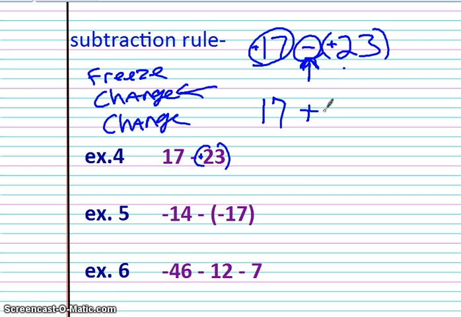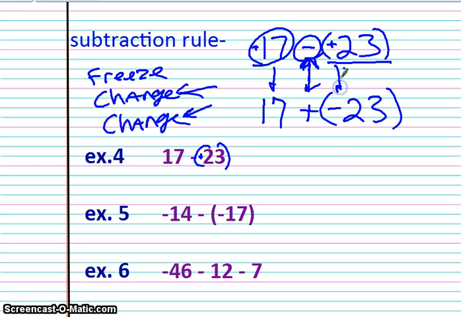So we changed the sign. Now the next thing we're going to change is the plus 23. Here's our third operation, change. We're going to make this a minus 23. So you can see I froze that, which means I kept it the same. Change this, which means I changed it from negative to positive. Change this, which means I changed it from positive to negative. And now this problem we can easily do because this is what we were doing in the first segment, where we were adding integers.